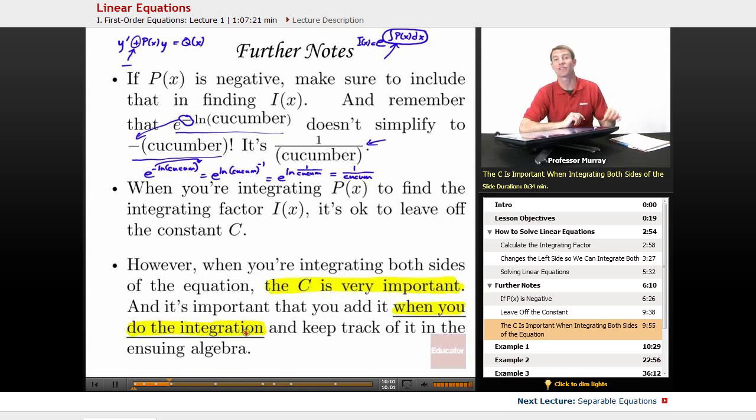You have to add the constant in the middle of the problem when you do the integration step, and then keep track of it after that. So if you just go back at the end and tack on a constant, you will get the wrong answer. I think you'll see in some examples how that plays out, but let's just remember to add the constant exactly when we do the integration.